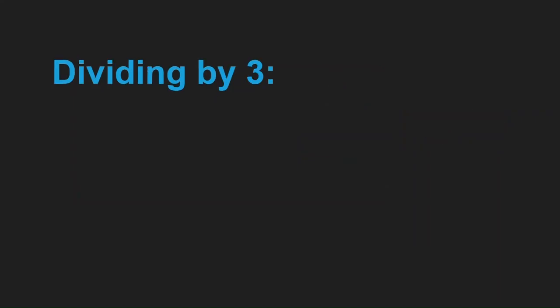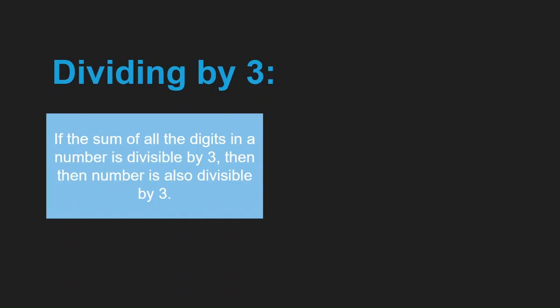Divided by 3. This one is a little bit more complicated, but if you sum all of the digits in a number, and that number is divisible by 3, then your big number you started with is also divisible by 3. So to put it simply, let's look at this number.